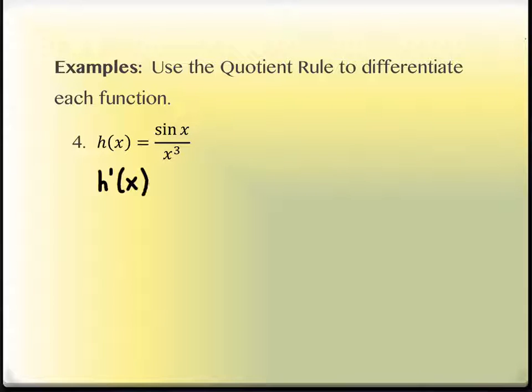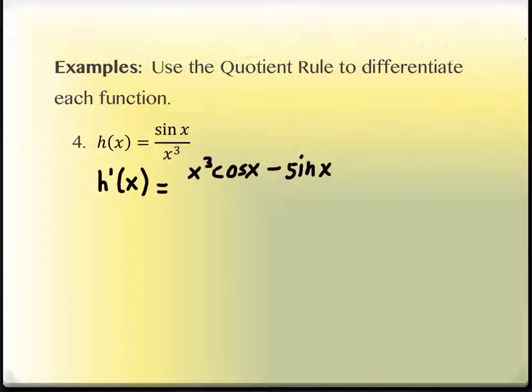So we're going to do "Hi D Lo": the denominator times the derivative of the numerator. So what's the derivative of sine x? Cosine. Good. Derivative of sine is cosine. And then we have subtraction.